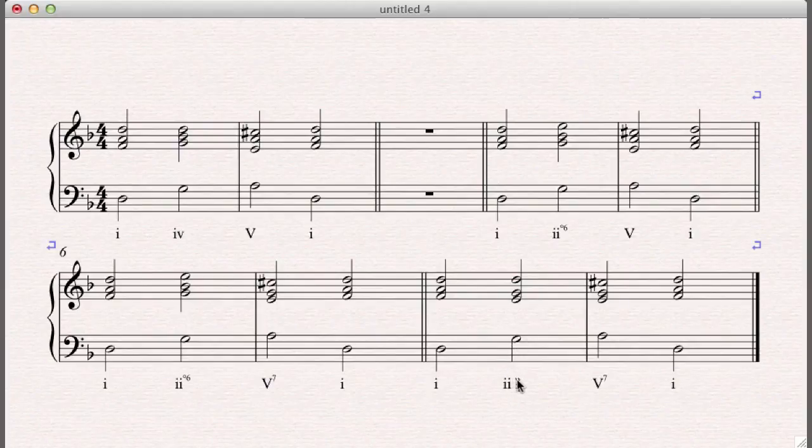2 diminished 6, 5. So root, root 3rd in the bass, 5th, 7th, and then to 5-7, and then 1. Does it have to go to 5-7? No, it could just go to 5. Let me play this one.